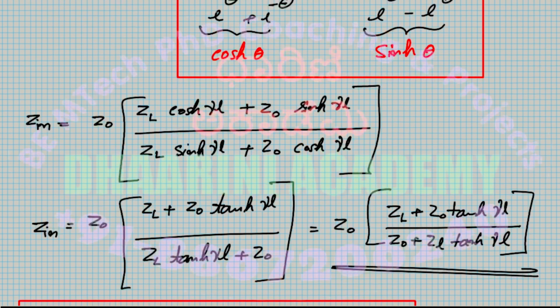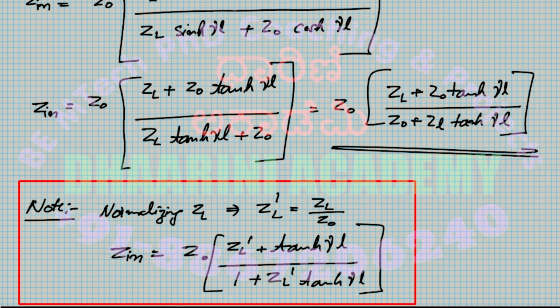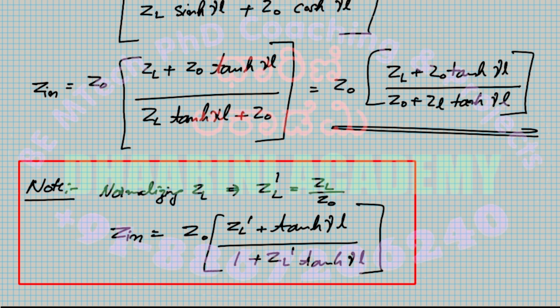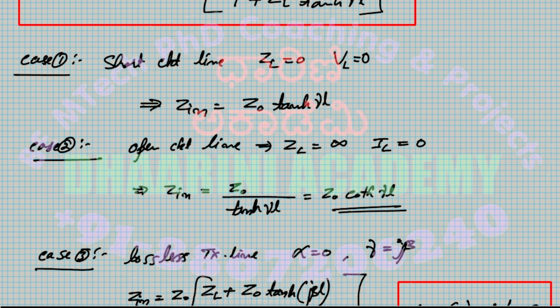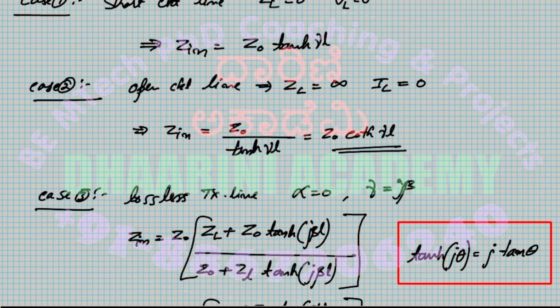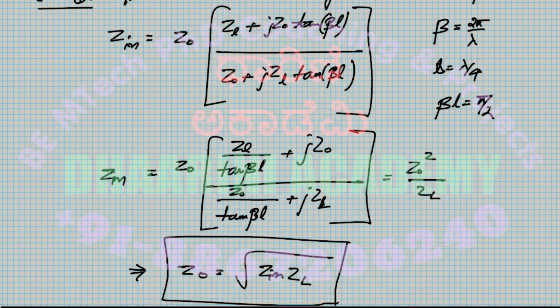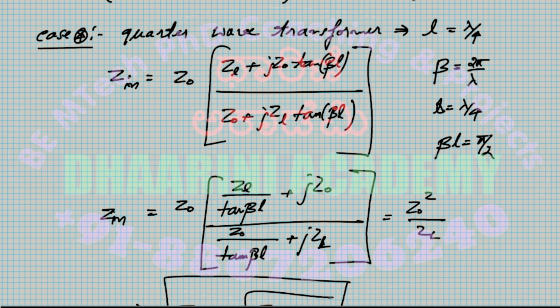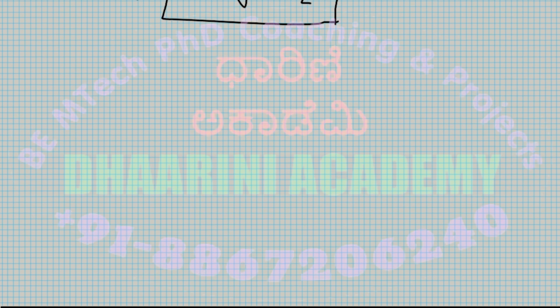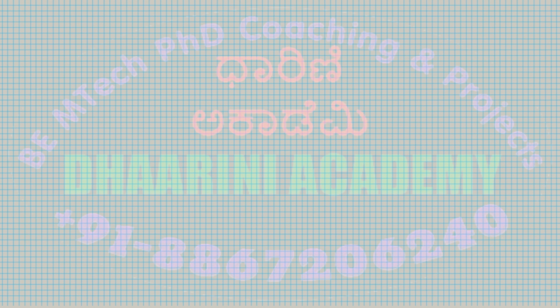First, we wrote the equation for input impedance, Zin, in terms of Z0 and ZL. Then we modified it according to the various types: short circuited, open circuited, lossless, and even the quarter wave transformer. So, okay, let's move further. The next topic is called the concept of standing waves.